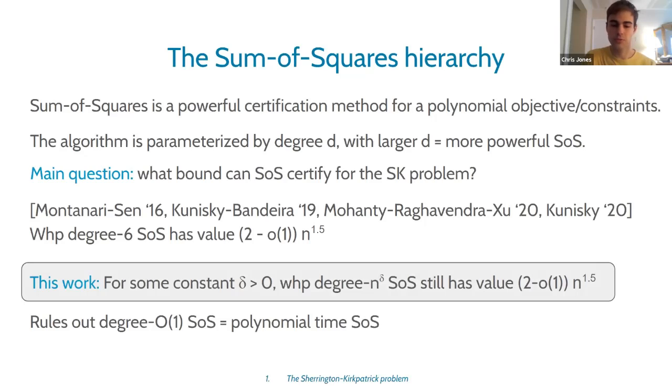And what we show in this work is something a lot stronger. We show that even degree n^delta for some constant delta SOS still has the same value as the eigenvalue certification, and this holds with high probability. So in particular, this rules out any constant degree SOS for certifying anything better than the trivial eigenvalue.